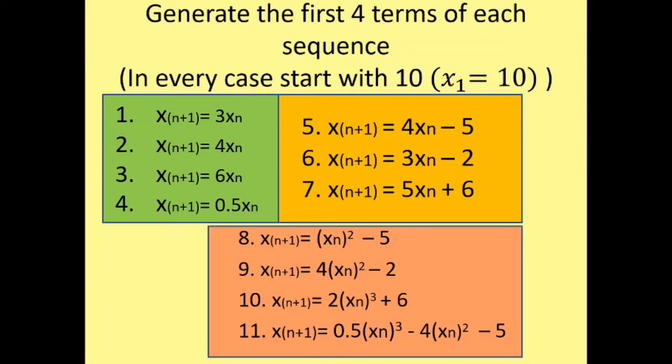Generate the first 4 terms of each sequence. You've got easy, medium, hard. Okay. In every case, start with 10. Yeah, so x1 equals 10. And go and do it. I just want everyone to make sure you do number 4, because 4 is important.